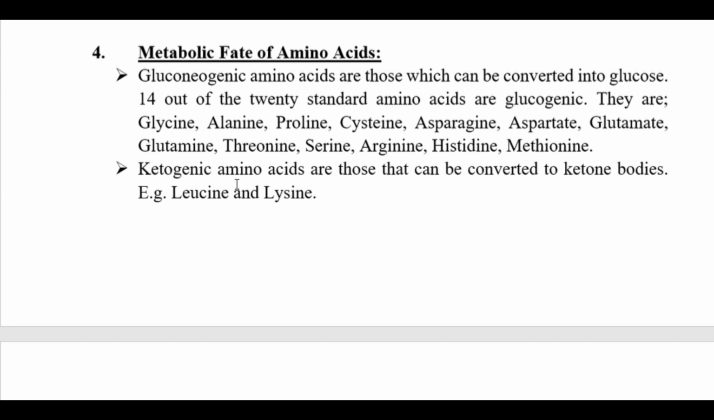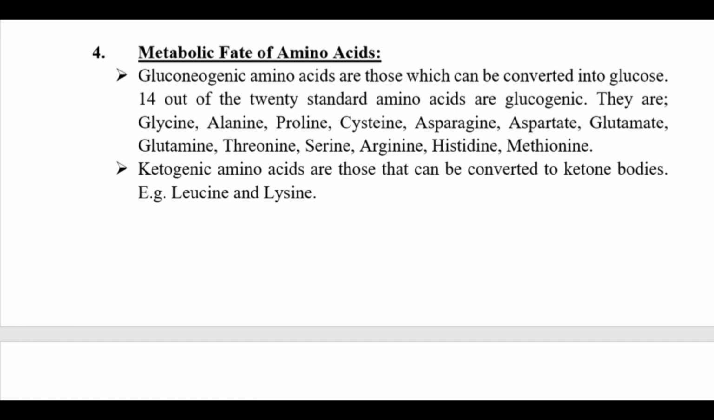Now, ketogenic amino acids are those amino acids that can be converted to ketone bodies, and we have only two of them. Leucine and lysine are those amino acids that can be converted to ketone bodies. Examples of ketone bodies are acetone and acetoacetate.